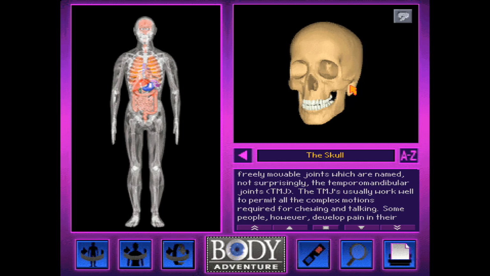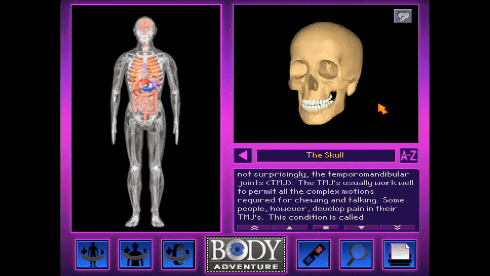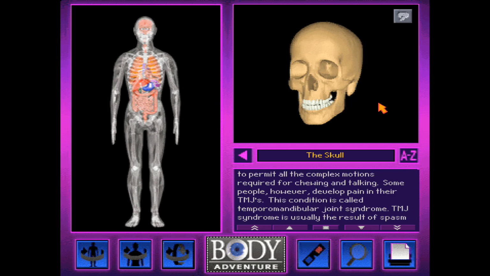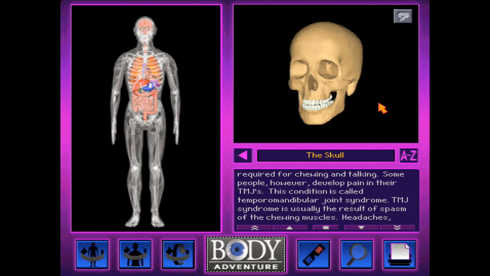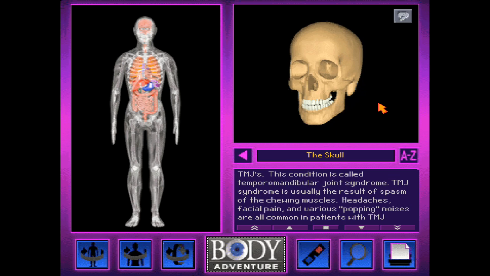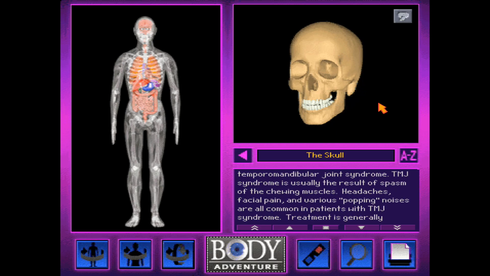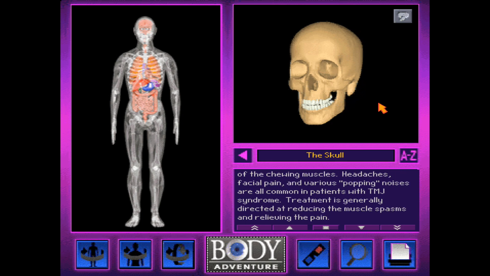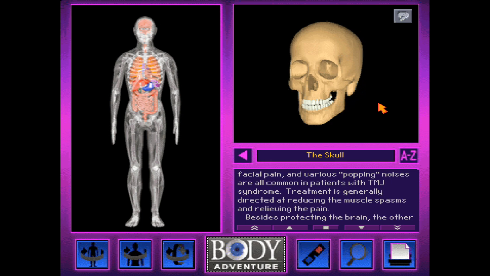The TMJs usually work well to permit all the complex motions required for chewing and talking. Some people, however, develop pain in their TMJs. This condition is called temporomandibular joint syndrome. TMJ syndrome is usually the result of spasm of the chewing muscles. Headaches, facial pain, and various popping noises are all common in patients with TMJ syndrome.